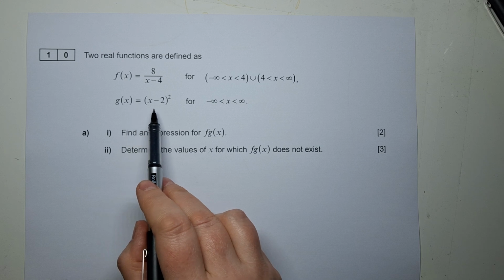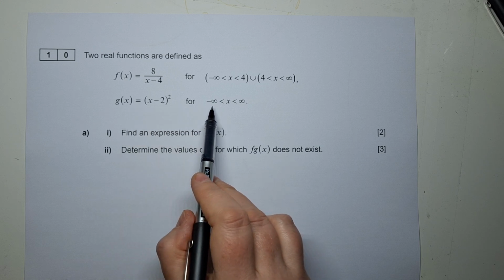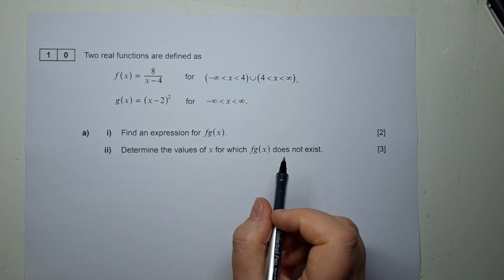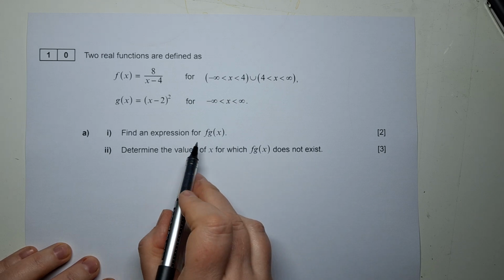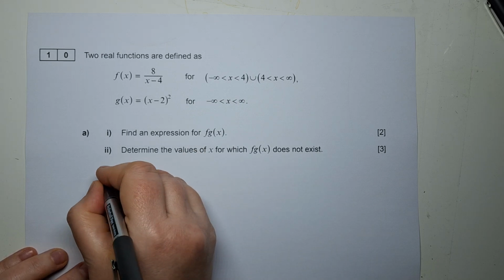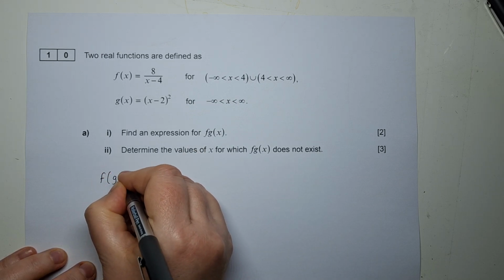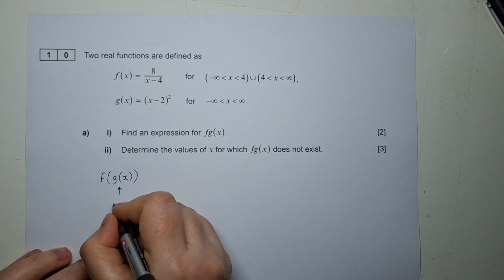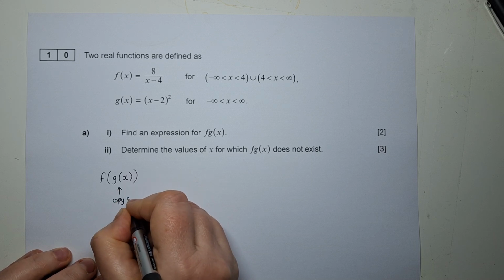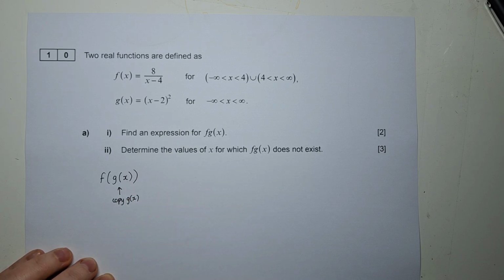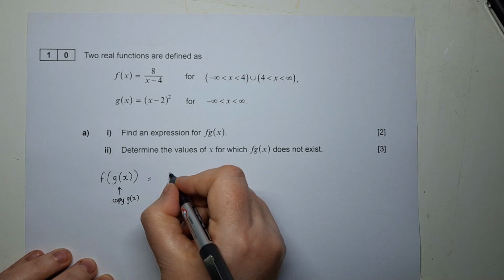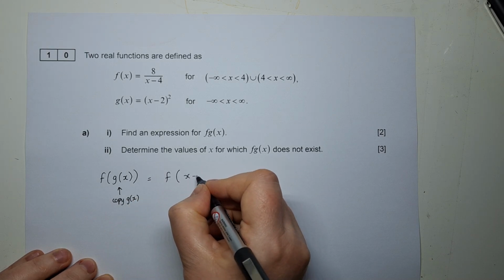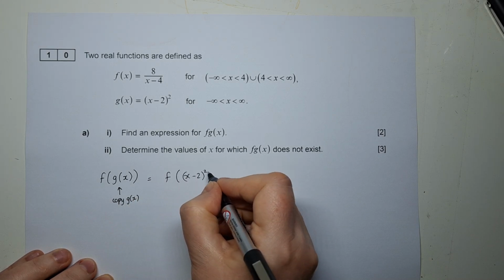g of x is x minus 2 in a bracket, squared, and you can put any number in. Okay, so first thing we've got to do is find an expression for fg of x. So put your outer brackets around g of x. So you've got f, open bracket, g of x. You then just write in your g of x algebra into there. Like that.